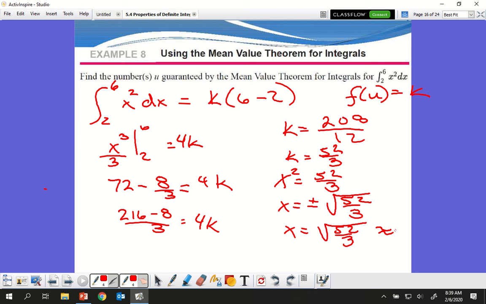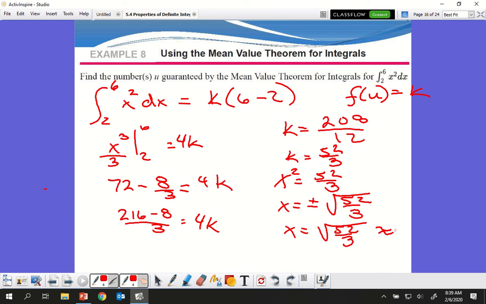Good catch, Watcher. Ah, there you go. You got chocolate. He caught my mistake. And that's 4.163. Okay, 4.163. Is that in my interval? It is in my interval.